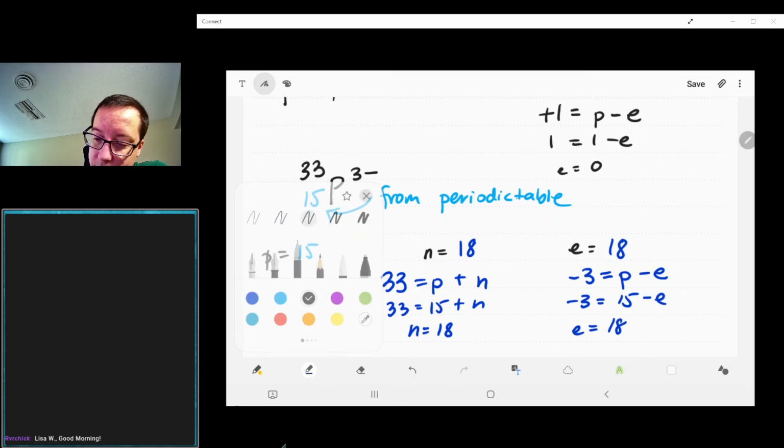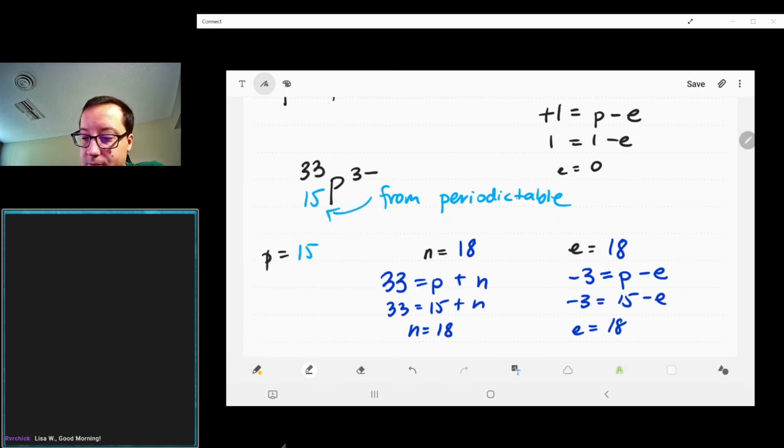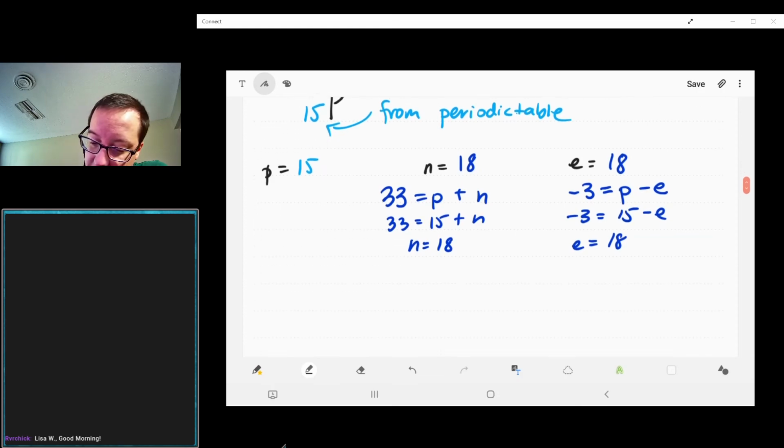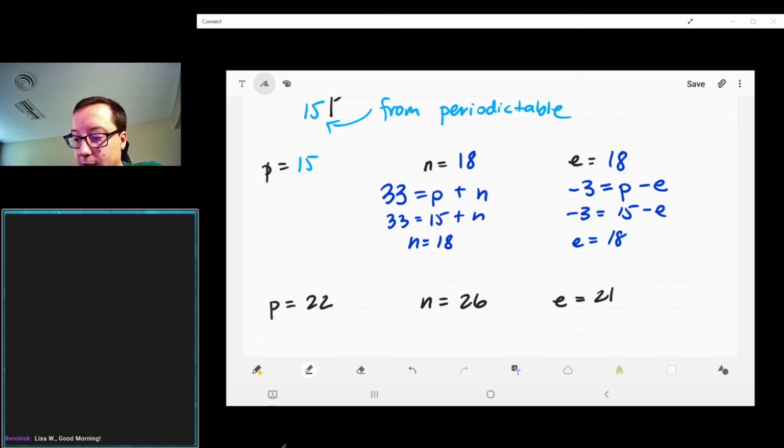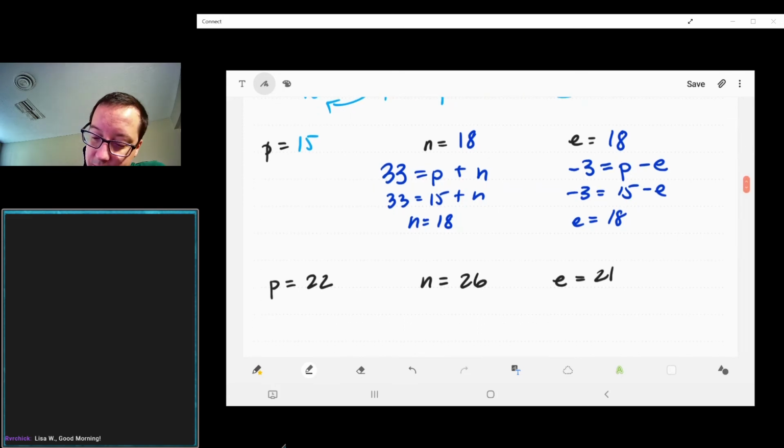If we're given the other information, we can figure out what the element symbol is going to be if we're given the number of subatomic particles as well. So let's do that now. Let's say we have protons is 22, neutrons is 26, and electrons is 21. So let's say that's our problem now. Let's try and figure out what the symbol is.